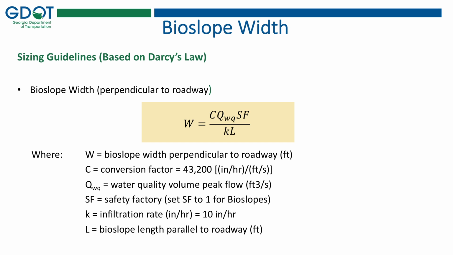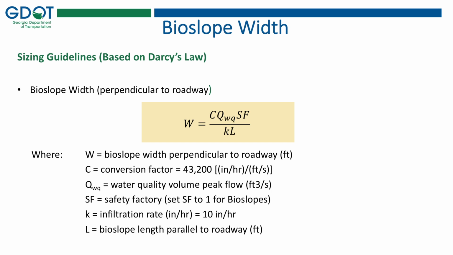Next, we'll determine the length and width of the bioslope. The length of the bioslope is set to equal the length of the pavement area treated. The width is sized so that the rate of infiltration is at least as great as the water quality peak flow rate. We can calculate bioslope width based on Darcy's law.